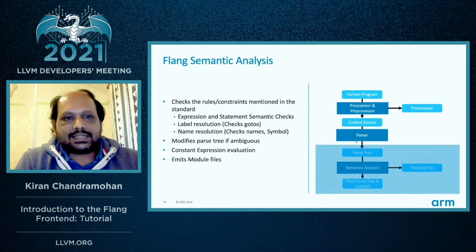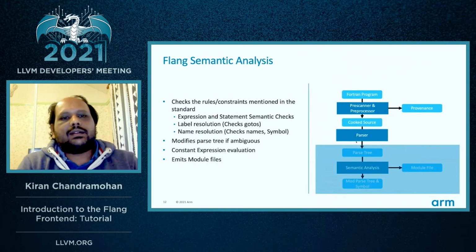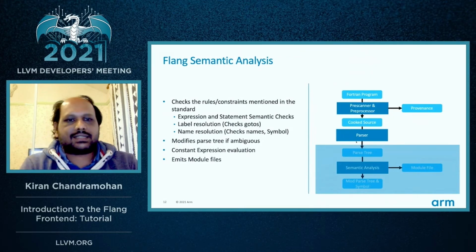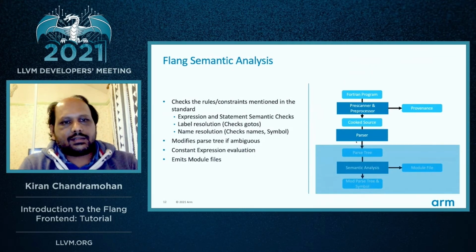So the stage after parsing is semantic checks. So semantic checks or semantic analysis basically checks that a given Fortran program conforms to the standard. All these checks are not possible in the parser because it requires additional information. So a lot of expression and statement semantic checks happen in the semantic checks.